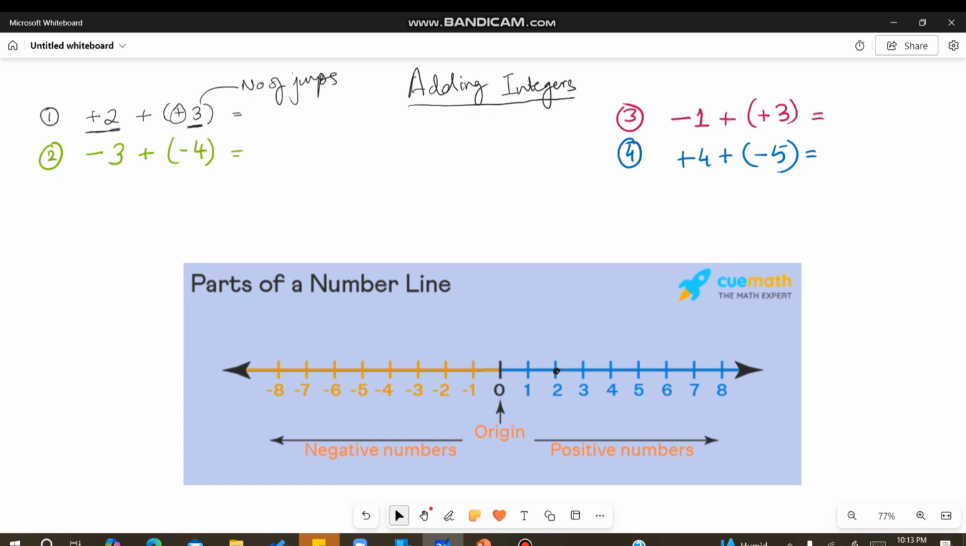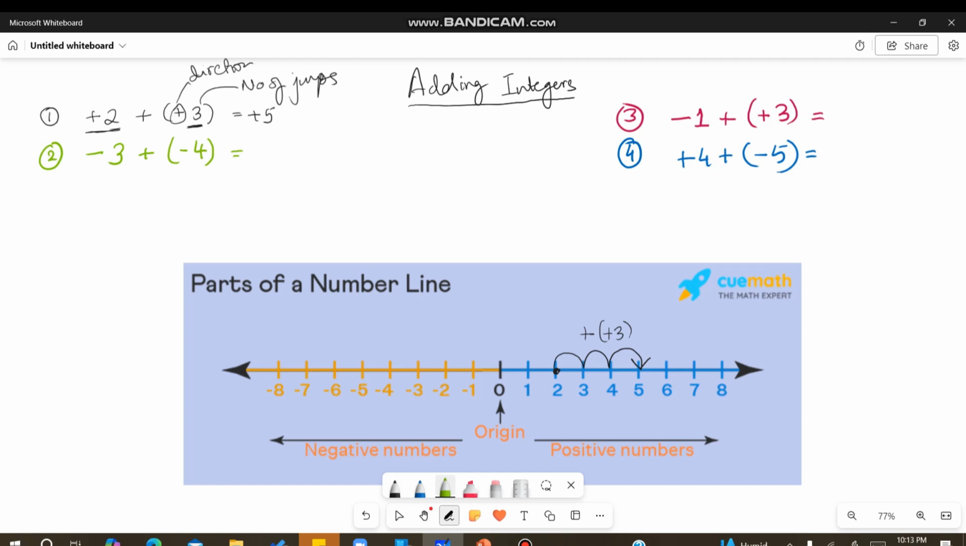And the positive sign tells you the direction in which you're going to go. So, according to this, I should be jumping 3 jumps towards the positive side. So, starting from positive 2, I'm going to make 3 jumps. 1, 2, 3. And this is where I land. This is adding a positive 3 and I land at positive 5. So, my answer is positive 5. Now, let's look at example question number 2.